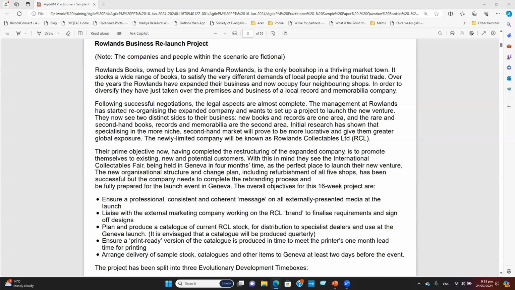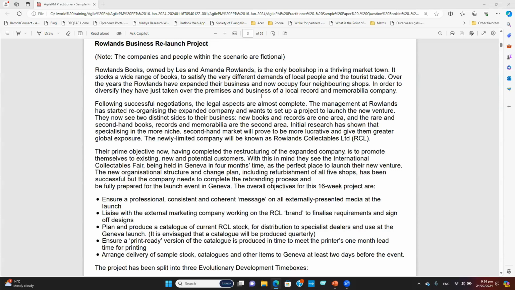What kind of business is it? It is a bookshop in a very thriving market town. It stocks a wide range of books to satisfy the very different demands of local people and the tourist trade. And then they would give you something along the lines of what has happened over the years. Roland's has expanded the business and now occupy 4 neighboring shops.